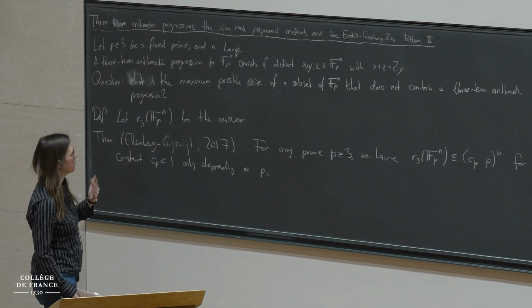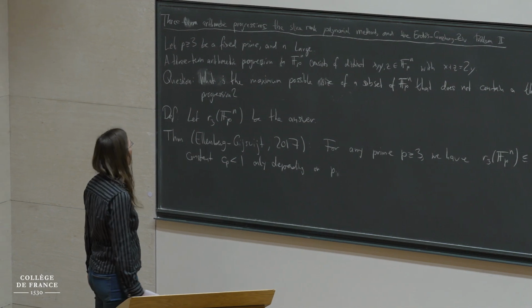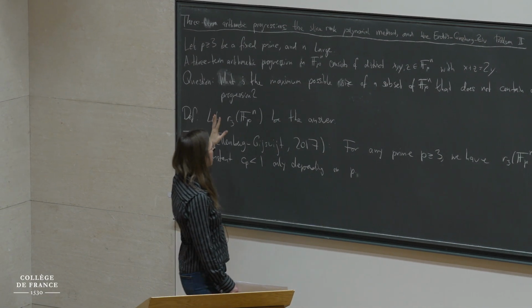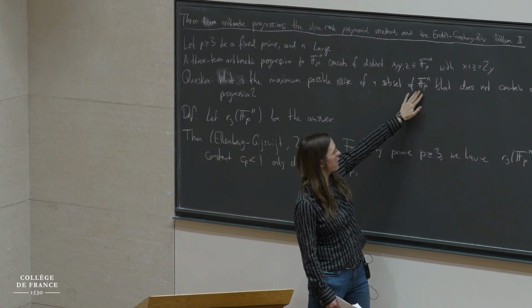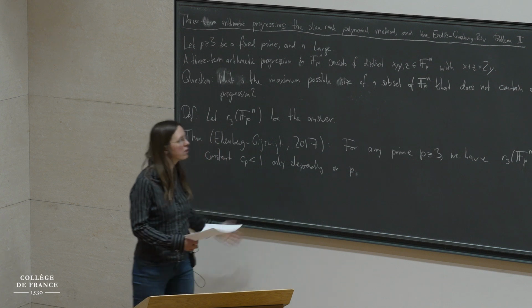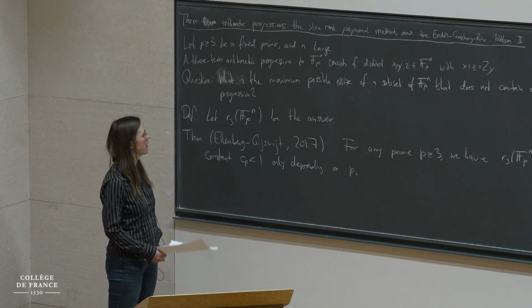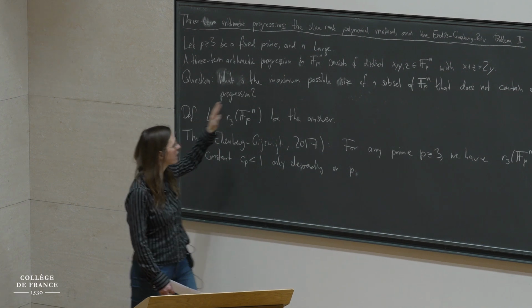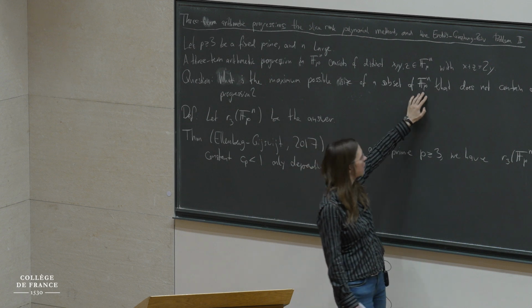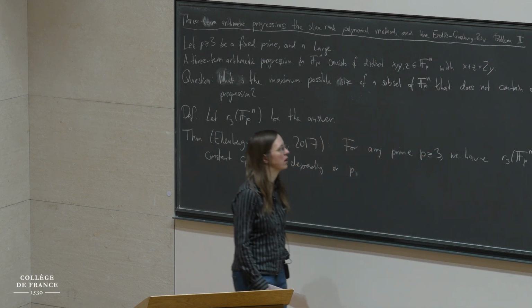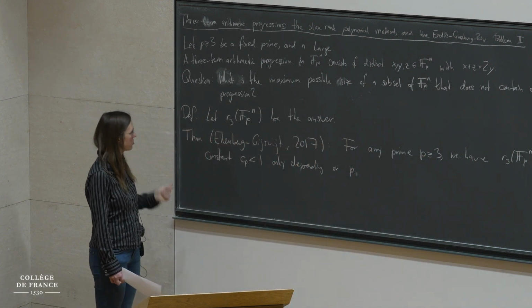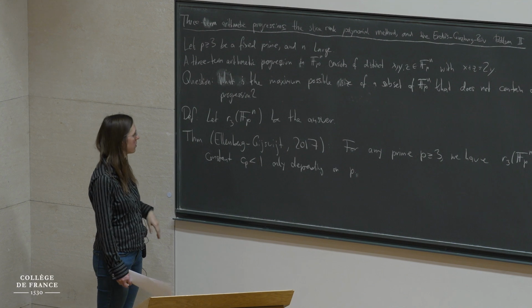And so the question that we already discussed last week was, if you're supposed to find a subset of F_p^n without a three-term arithmetic progression, how big can you make this subset? So what's the maximum possible size of a subset in F_p^n without a three-term arithmetic progression? So that's the question, and in order to talk about what's known about this, we need some notation.